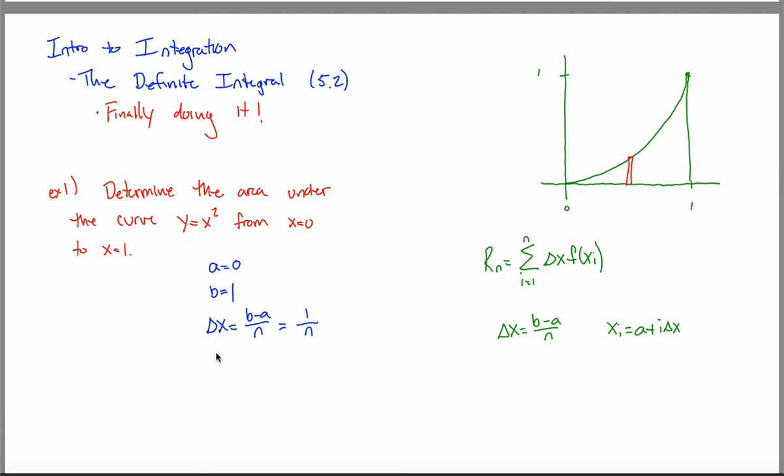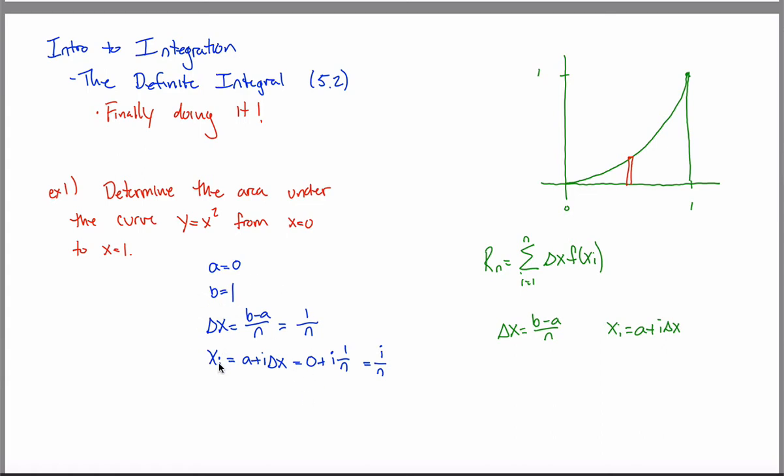What about xi? Well, I can get that as well. Xi would just be a, whatever a is, 0 in this case, plus i times delta x. Well, delta x I just figured out above was 1 over n, so I get 0 plus i times 1 over n. Or if I want to simplify things a little bit, I could just say I got i over n. And you're like, oh, nice, xi is always just i over n? No, it only works out really nicely when a and b are 0 and 1 like they are here. In the next video, I'll show you how to deal with these things when the numbers aren't quite so nice.